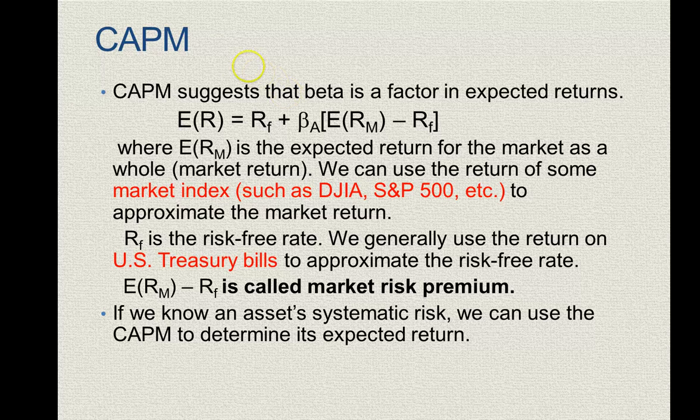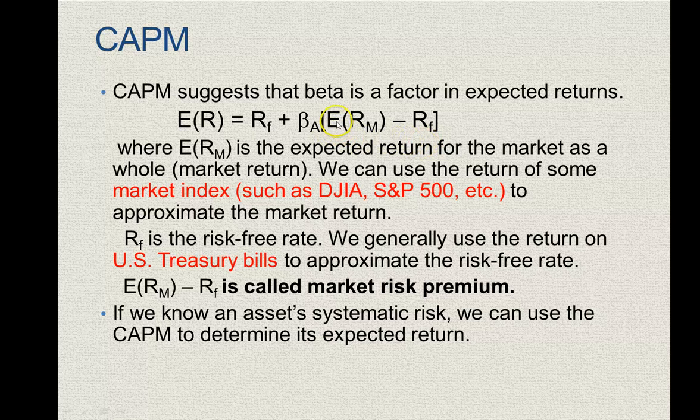So the model here is expected return or required rate of return equals RF, the risk-free rate, plus beta. Beta is the measure of systematic risk, as we said, times the difference between ERM, that's the expected return on the market portfolio, and the risk-free rate. Generally speaking, we use stock market indexes to capture empirically the return on the market. So for example, the Dow Jones Industrial Average, DJIA, or S&P 500 index, or S&P 1500 index, or sometimes Russell 3000 index. All those are measures of the market return.